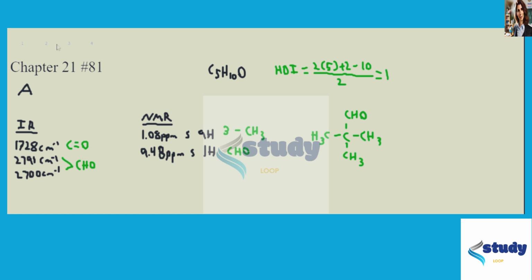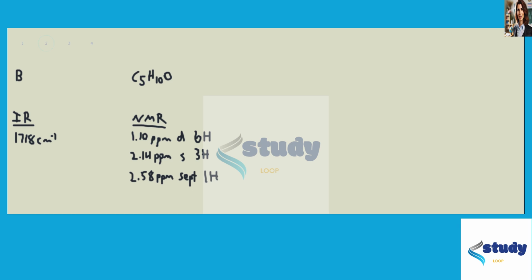So now we need to do this for the other 3 sets of data that we have. So for B, the formula is exactly the same as A, so we don't need to calculate the HDI. It's going to be exactly the same as A's was. So again, our HDI is going to be 1, so 1 ring or 1 double bond. Our only IR signal is at 1718 wave number. So this is, again, indicative of a carbon-oxygen double bond. I'm going to say probably a ketone this time.